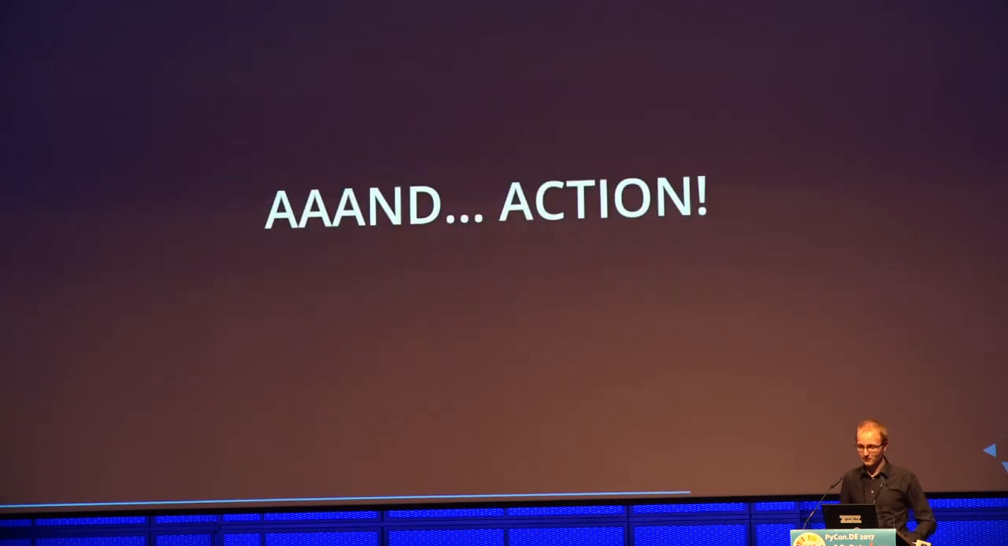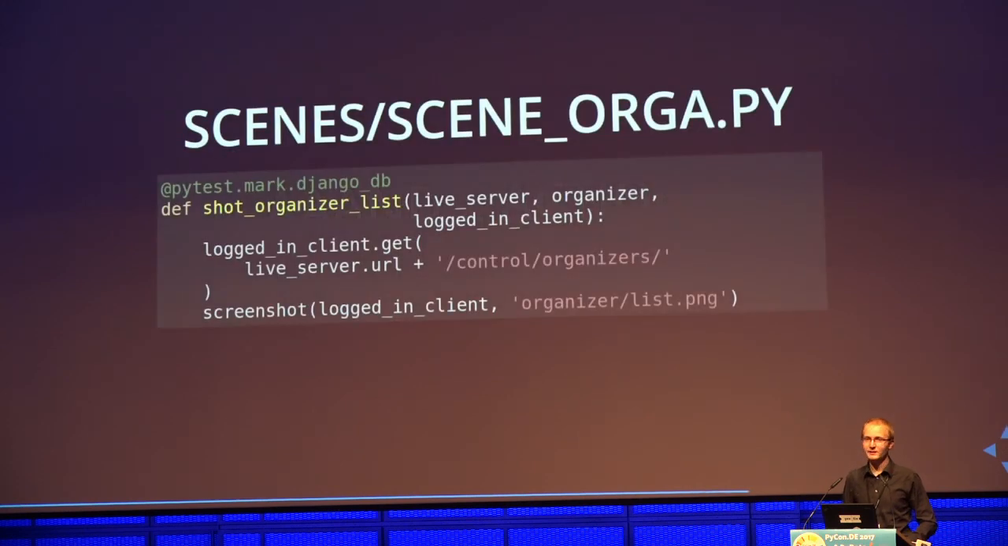Now we can start making screenshots, and defining a screenshot in code is now really beautiful. We define it just like a pytest test. We just define the fixtures that specify the requirements that this screenshot has. For example, we need to have an organizer or user object or any other fixture. We need to have a live server, and we need to have a test client that's already logged in. And now we just instrument the browser to go to this page, maybe fill out a form or something, and then take a screenshot with this file name.